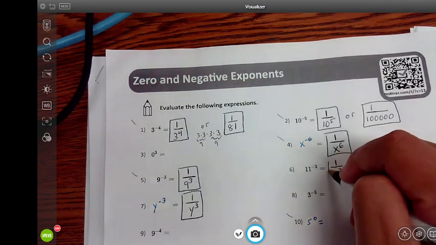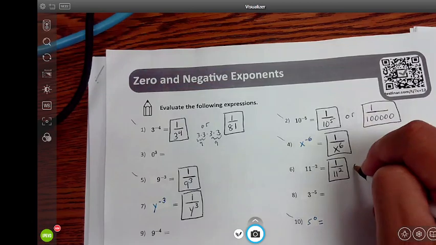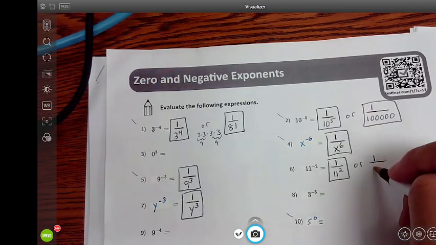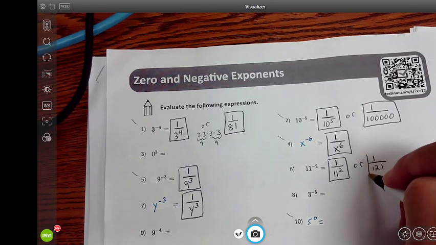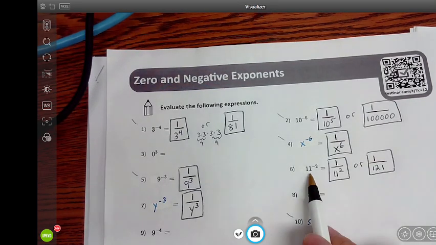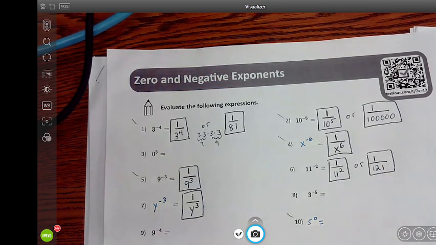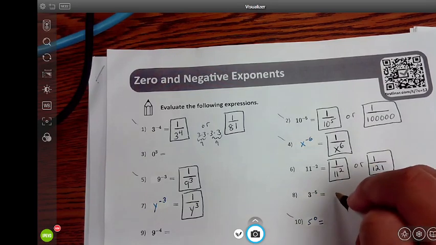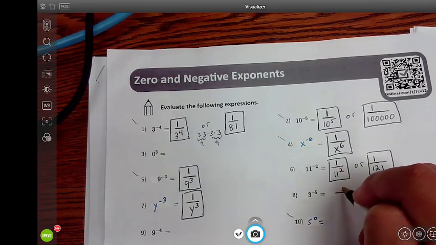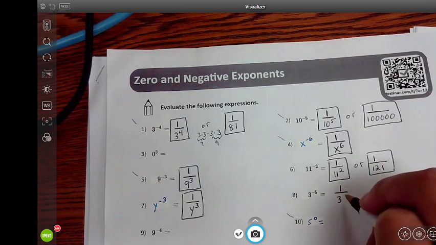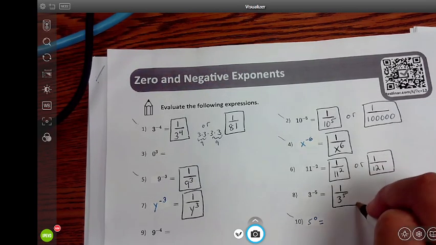So I can leave it at that. But you also need to realize that 11 to the second power is 121. So 11 to the negative 2 power is the same as 1 over 121. Last one of these, 3 to the negative 5. Negative exponent, I'm going to rewrite that as a fraction. 1 goes in the numerator. 3 to the positive 5 is going to be in the denominator.